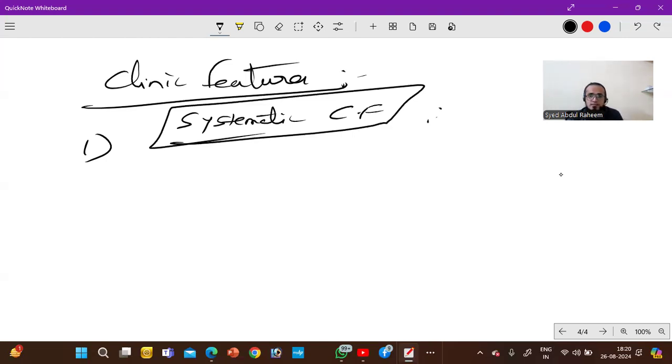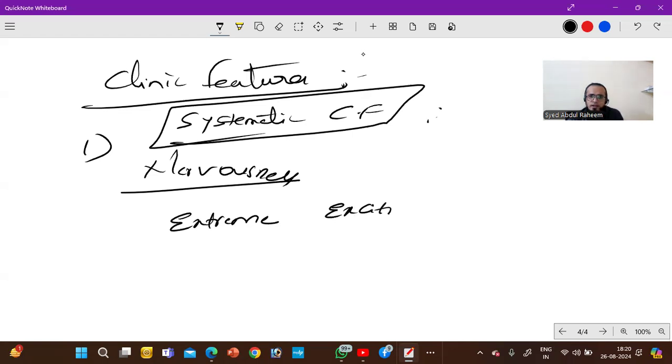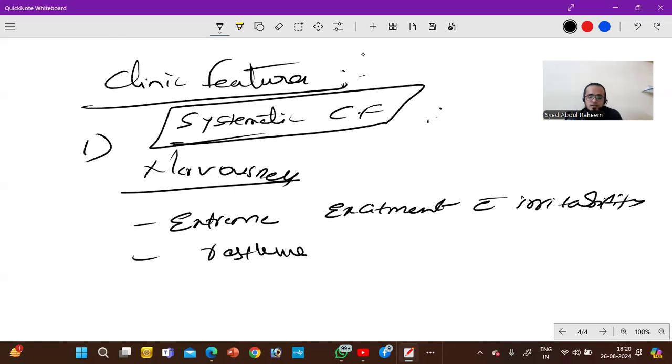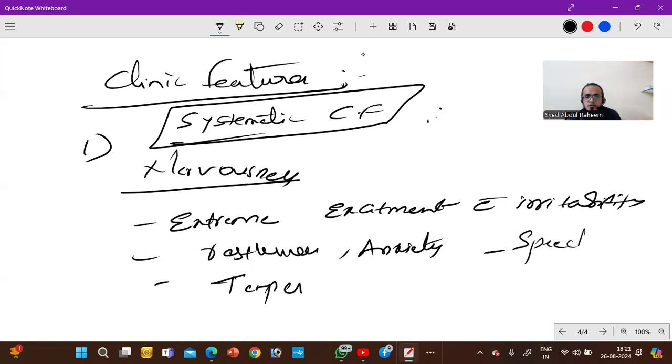First is nervousness, meaning the nervous system is affected. So what are the symptoms? First is extreme excitement, along with irritability, and restlessness. The patient has restlessness and anxiety. These are nervous system symptoms, and the patient loses temper easily. In advanced cases, other neurological symptoms also appear, like speech disorders.